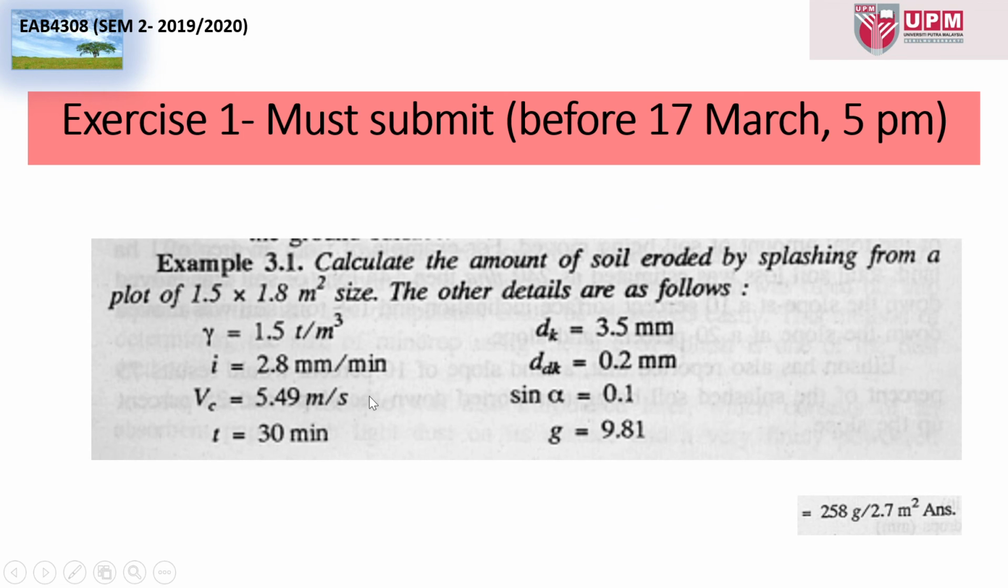This is the exercise that you must submit before 17 March, 5 p.m. Let's read the question. Calculate the amount of soil eroded by splashing from a plot of 1.5 times 1.8 square meter size. The other details are as follows. You have all these parameters. Just plug in these parameters into the formula I showed you just now, and you should get the answer around this value.